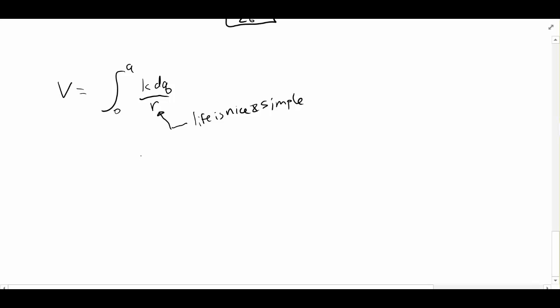So then we turn around and say, okay, well, k, well, this is the problem. This is not from 0 to a. This is from 0 to Q, however much charge we've got here.